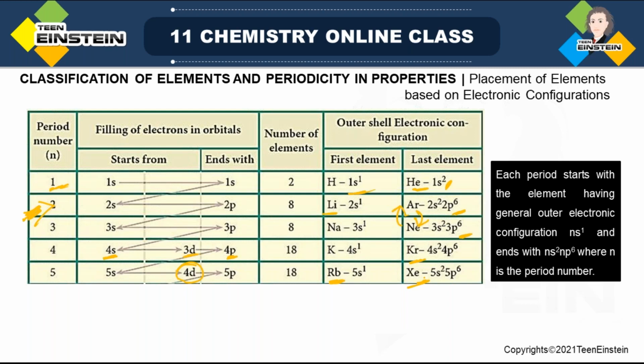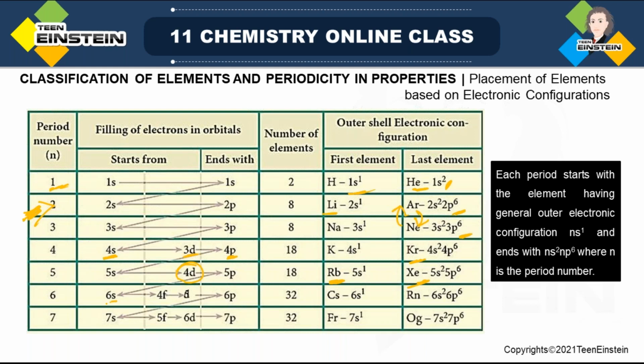And for sixth and seventh, now in between 6s and 6p, we have 4f and 5d. And in 7th period, in between 7s and 7p, we have 5f and 6d. Now for f, 7 atomic orbitals available, for d it is 5. This is 1, this is 3. So if you add 1 plus 7, 8. 8 plus 5, 13. 13 plus 3, it is 16. So 16 atomic orbitals total, that is why 32 maximum electrons you can place. And that means 32 elements max. Starts from francium, end at Og, 7s2, 7p6.